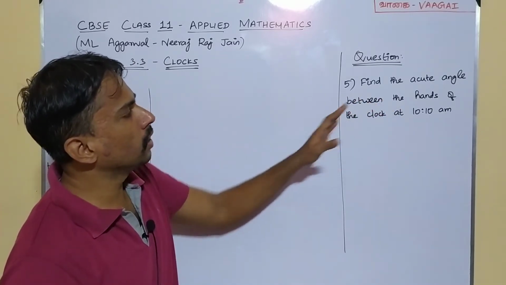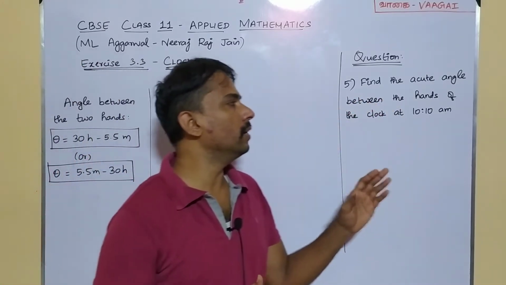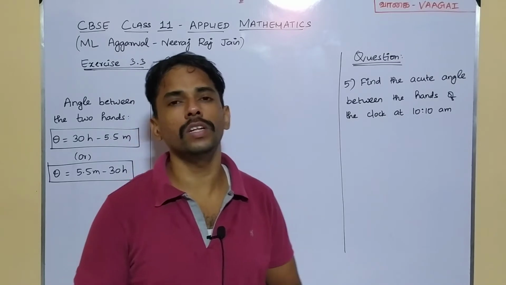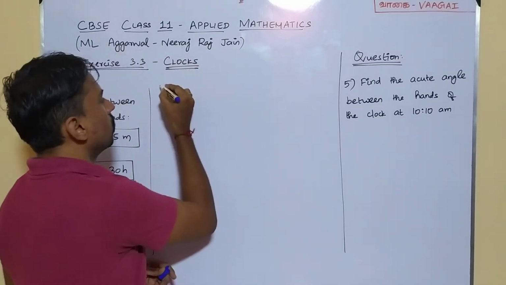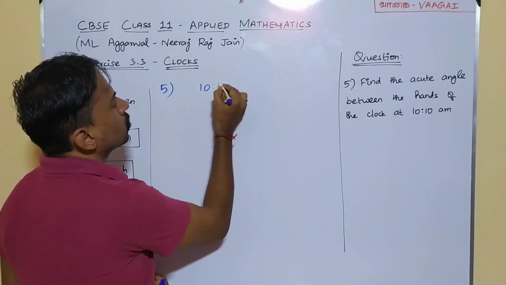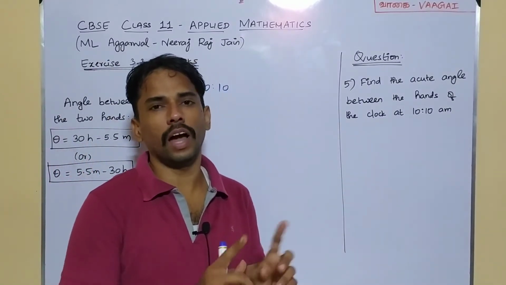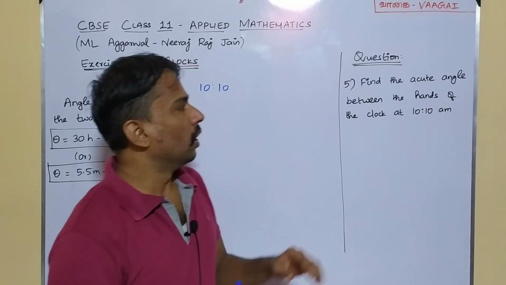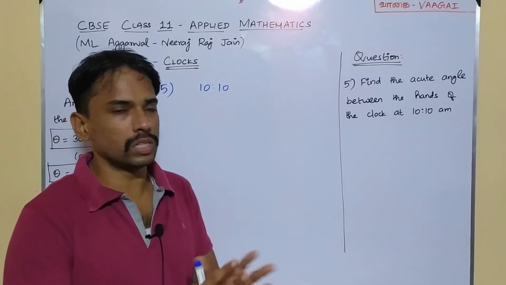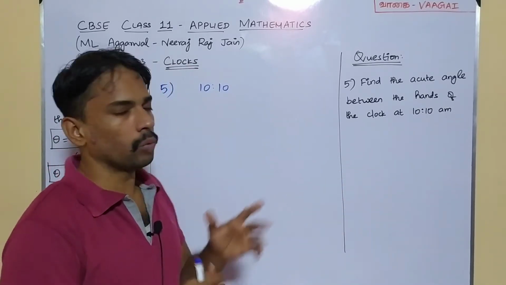Find the acute angle between the hands of the clock at 10:10 a.m. So this is going to be the question. So the time here is 10:10. Whether it is AM or PM, that doesn't matter, right? Because anyways the angle is going to be the same. So at 10:10, the time alone is important for us. At 10:10, what would be the angle?